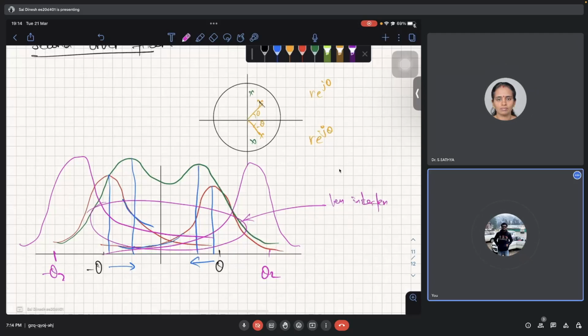So if the poles grow farther and farther apart, the interference from another pole decreases. Right? Clear?